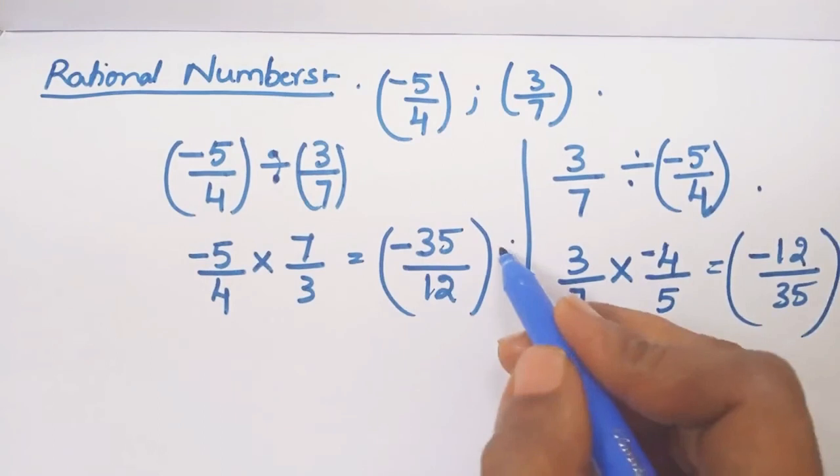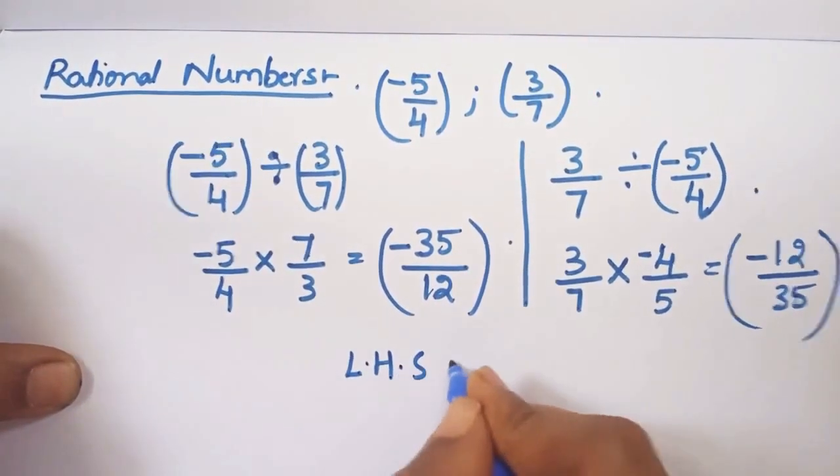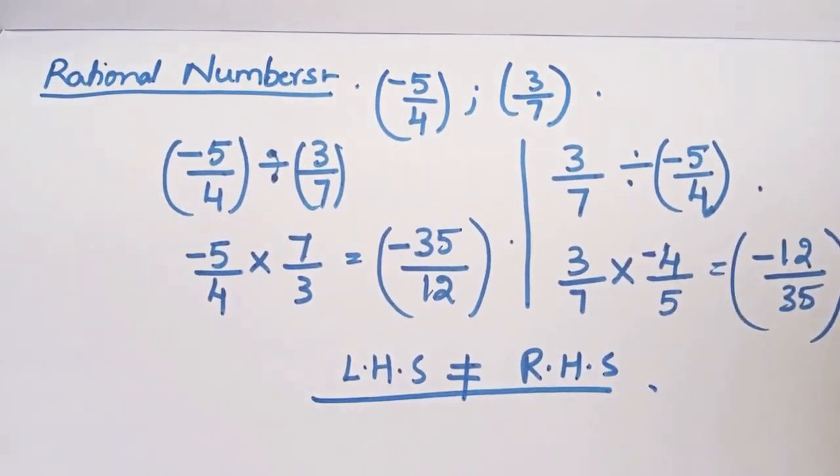What did we get? Are they same? So LHS not equal to the RHS. Therefore, division is not commutative for rational numbers. Understood? Division is not commutative for rational numbers. With this, we have completed our commutative property also.